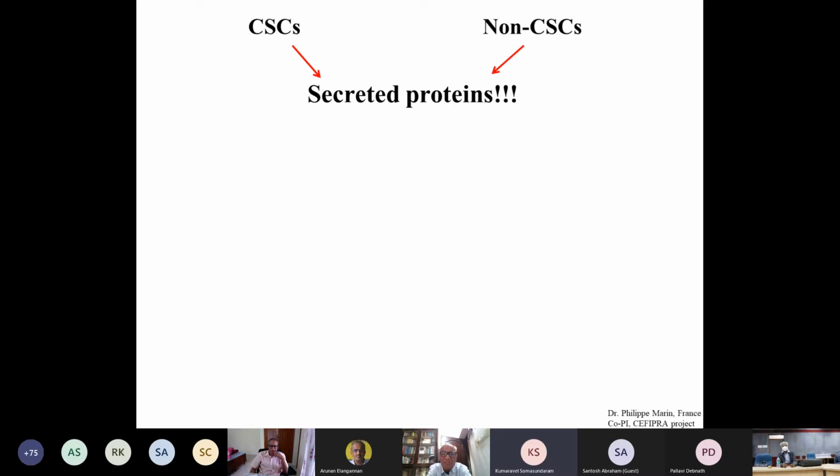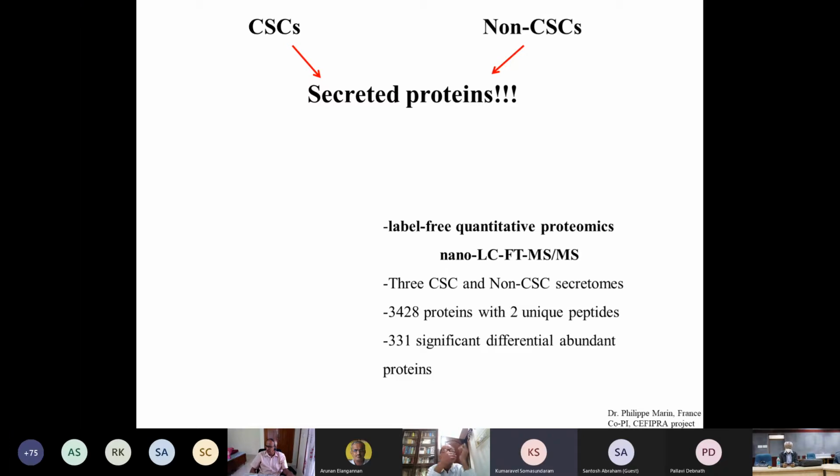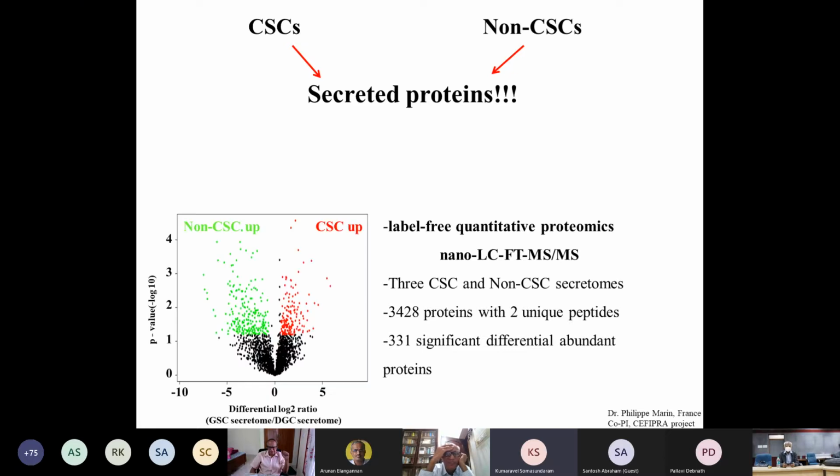So now, in order to understand CSCs and non-CSCs, how they function, and the relevance of non-CSCs, what we did is we looked at secreted proteins from CSCs and non-CSCs and analyzed their composition by proteomics. We used label-free quantitative proteomics using nano LC-FT MS. We identified several proteins which are present at high abundance in both the CSC secretome and the non-CSC secretome. Our interest is primarily in proteins which are in high abundance in the CSC secretome. These are proteins which are secreted at high levels by CSCs.